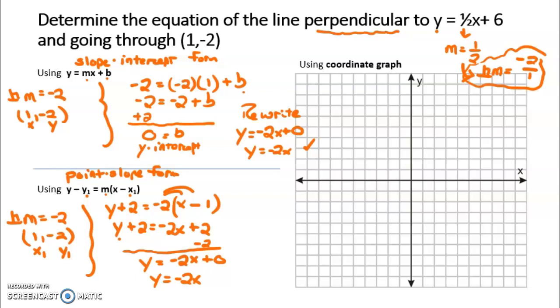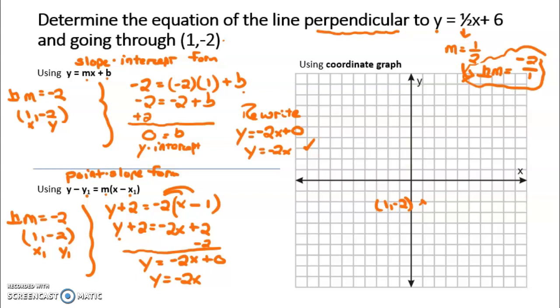Now, if you want to go visual, it works out pretty easy here, but I've got to warn you, sometimes it doesn't. And I'm going to simplify this even more. I'm going to start with what's got to happen. This line has got to go through 1, -2, so I'm going to start with that. It's got to go through 1, -2, which puts you right here. So 1, -2. It's got to go through that point. And we want it to be perpendicular, right? So we have to use the perpendicular slope.